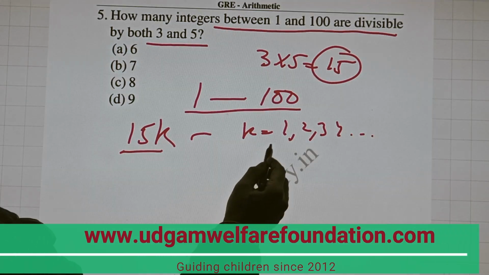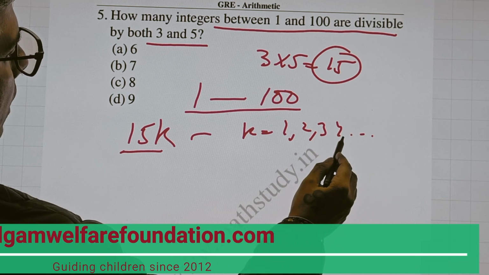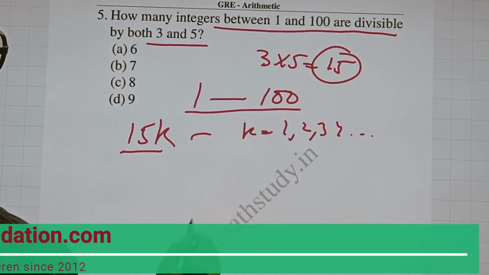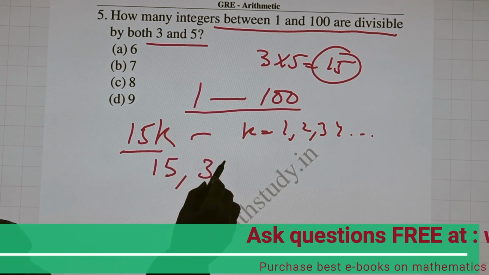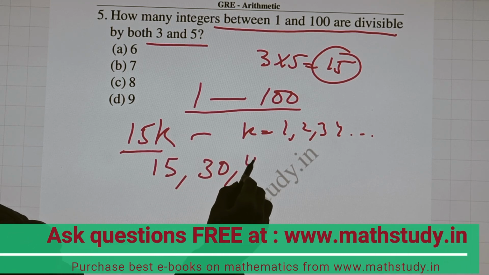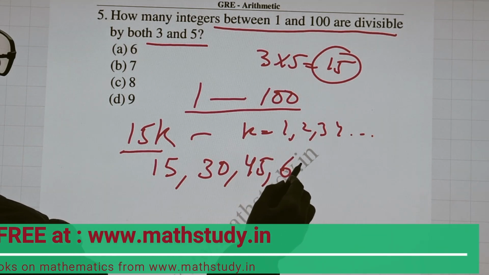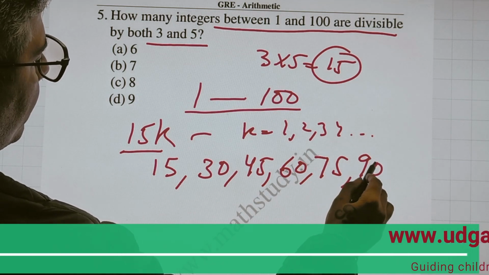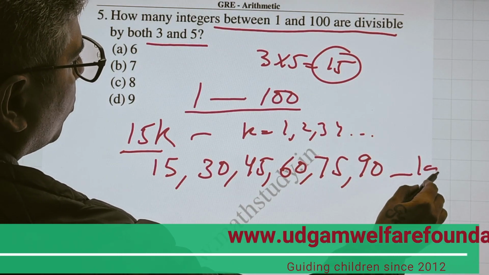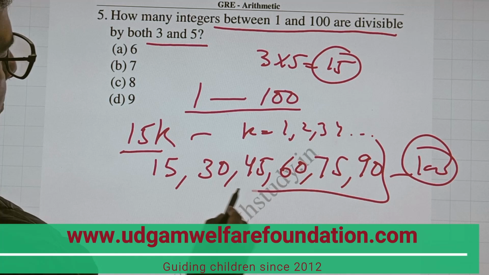While we are putting the values of k as 1, 2, 3, 4, the product should be less than 100. So the first number will obviously be 15, then the second one is 30, then 45, then 15 times 4 is 60, 15 times 5 is 75, 15 times 6 is 90. After that it is going to be more than 100, so we have to stop here.